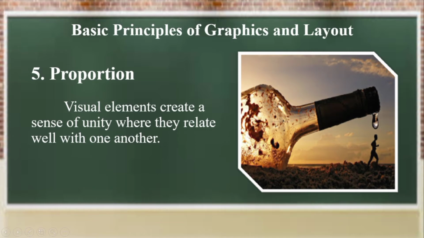Next, it's proportion. Visual elements create a sense of unity where they relate well with one another. Maybe you are confused between balance and proportion in art, but let me help you. When you say proportion, you are pertaining to the relationship, in terms of the size, the shape, and the texture, while balance in art is about the distribution of the weight of these visual elements. Again, proportion is the relation, while balance is the distribution.